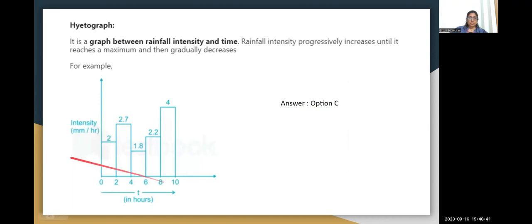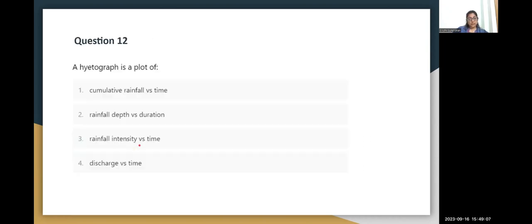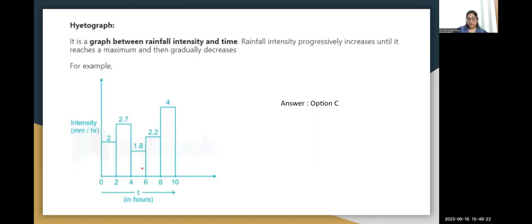Okay. So this is what a hydrograph is. It is a plot of the intensity versus time. So rainfall intensity will keep increasing until it reaches a maximum value and then keep decreasing. So this plot, where rainfall intensity versus time is plotted in the following way, is called the hydrograph. So option C would be the right answer. It's the third option, rainfall intensity versus time. Discharge versus time is called a hydrograph. I think we discussed this in the last session. The others we'll be looking at in a further stage.